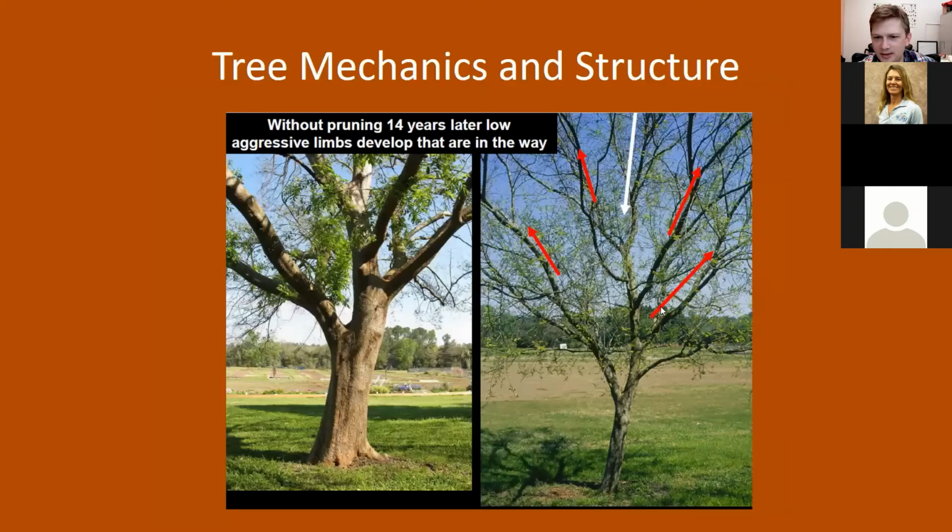Because eventually, this is the same tree here on the left-hand side. It turns into a problem that becomes much more difficult to deal with as the tree matures. So 14 years later, these limbs are getting to be almost the same size as the leader.